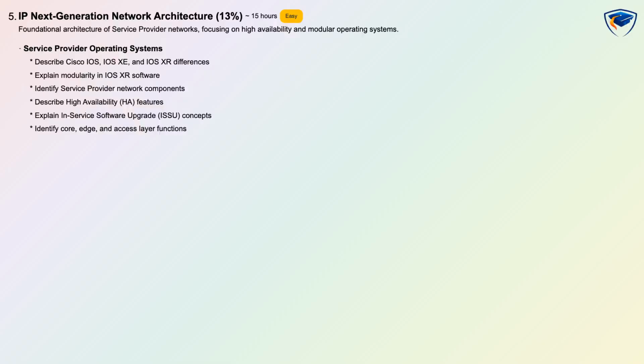You will describe differences between Cisco IOS, IOS XE, and IOS XR, understand modularity in IOS XR, and identify core, edge and access layer functions. The syllabus also covers high availability features and in-service software upgrade concepts so you can plan resilient deployments.